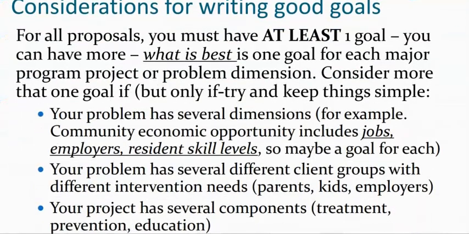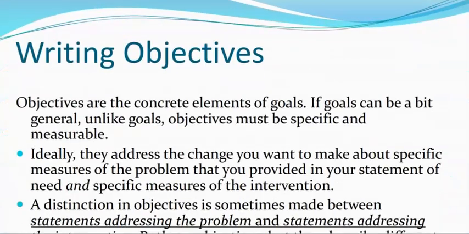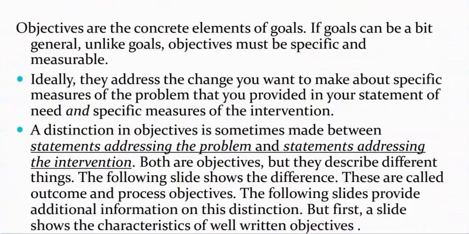For all proposals, you have to have at least one goal. I think you should have more than one goal. You can have more. What is best is one goal for each major program, project, or problem dimension. So again, no hard and fast rule of thumb, but I say 2 or 3 broad-based goals with at least 3 objectives for each one.